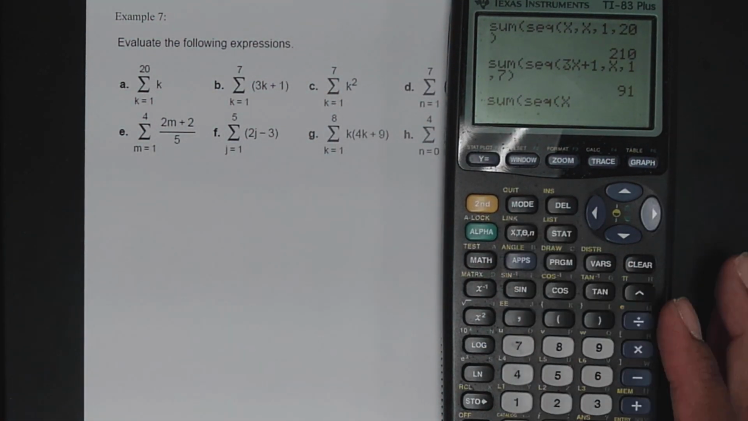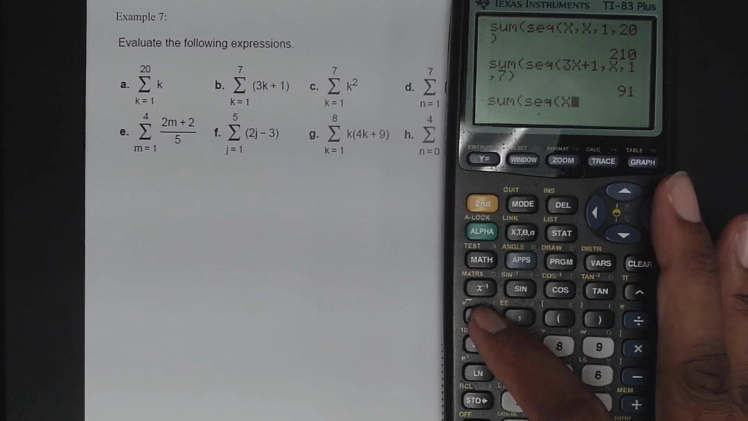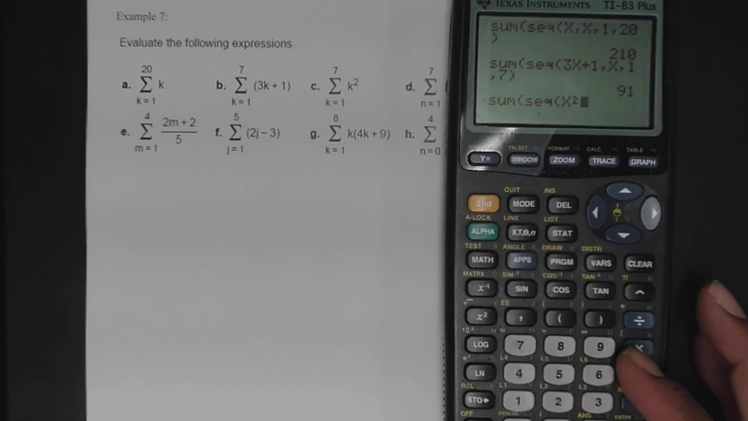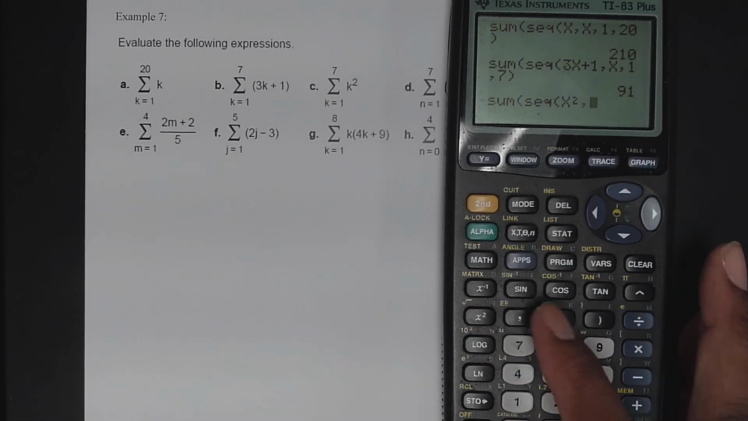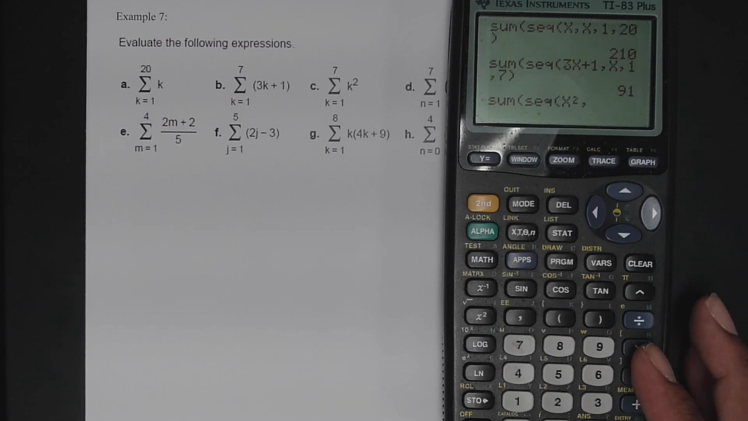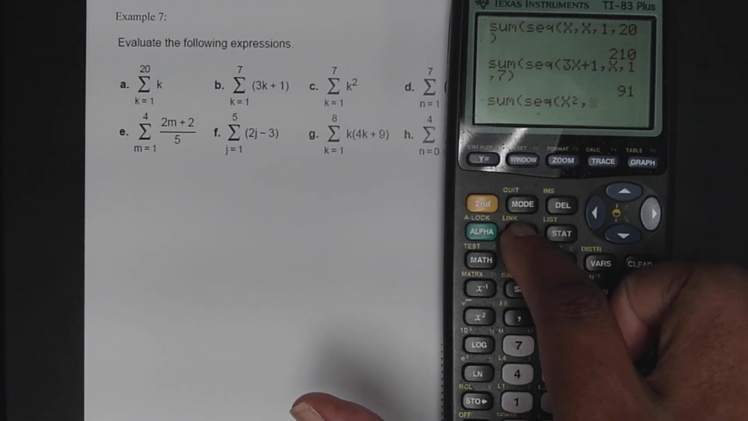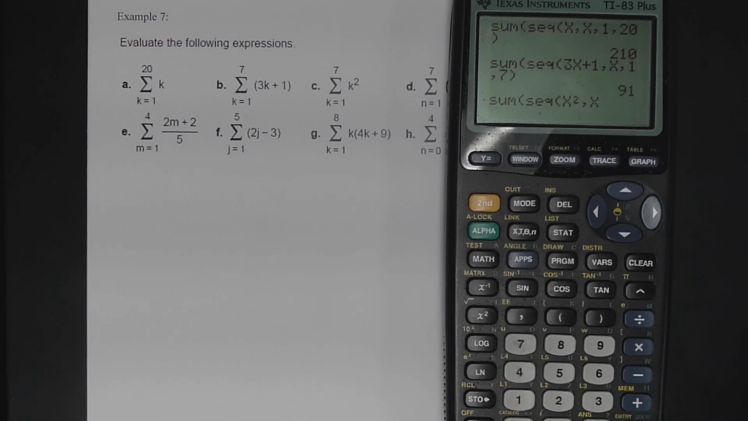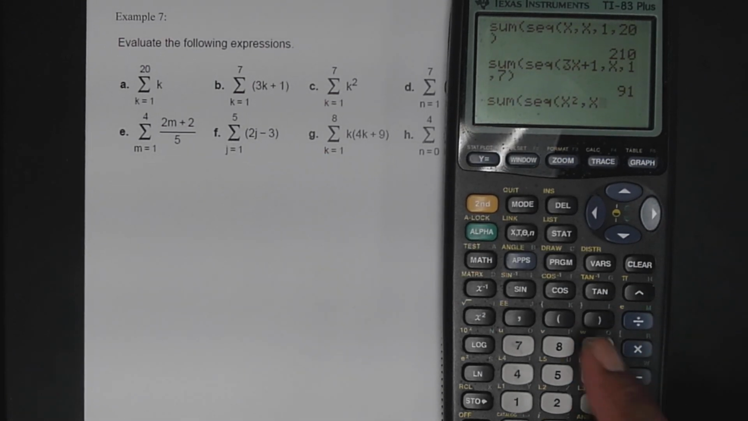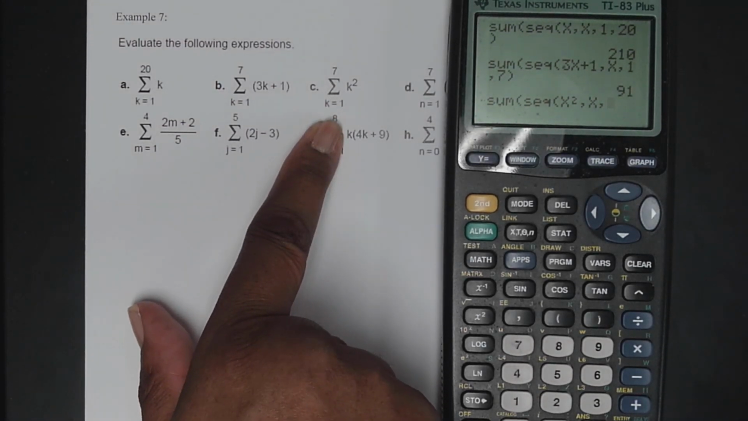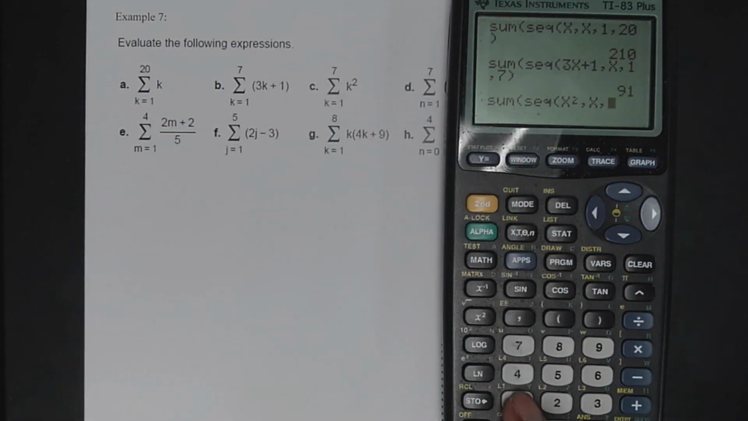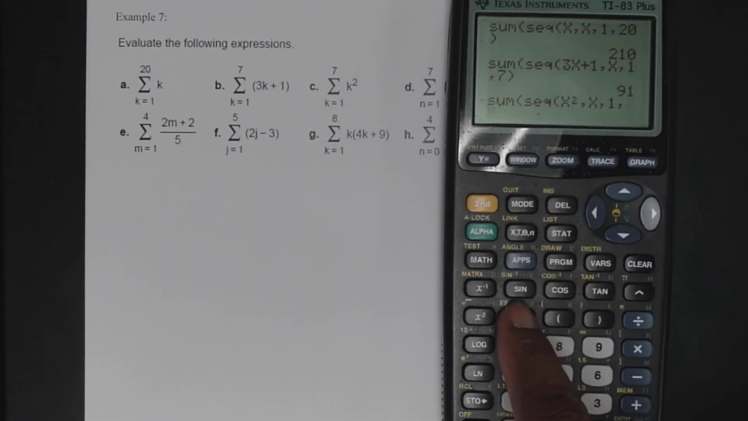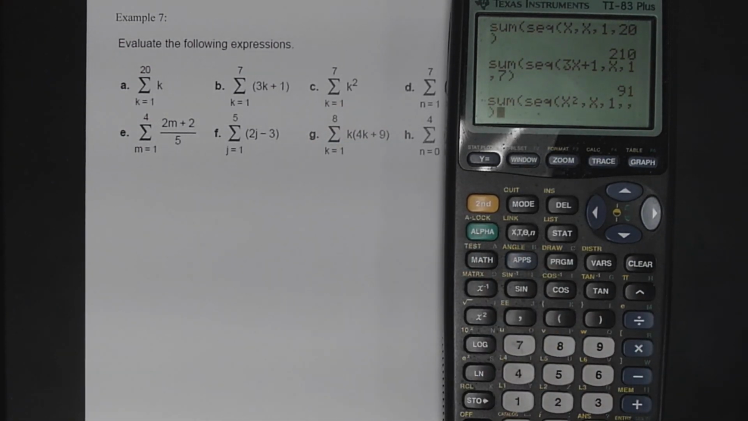So I'm going to use X,T,theta,n for the x, and then hit x squared to square it. Now it's going to be separated by a comma, so I need to press the comma button. And then the variable I'm using is x, so I have to assign it as x by pressing X,T,theta,n for the x, separated by another comma. My lower limit is 1, so type in 1, comma, upper limit 7, close parentheses.